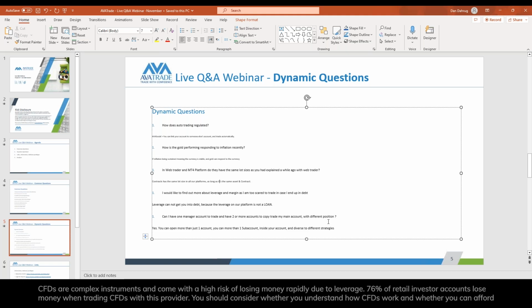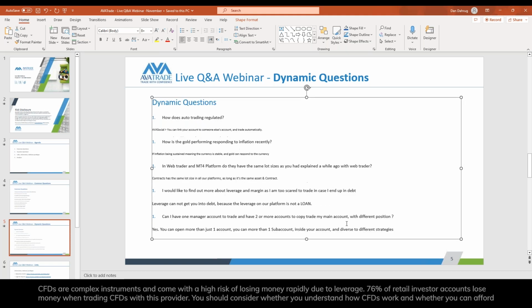strategies. And I can barely see what I'm writing. This is way too small. How can I make it a little lower? Oh, there we go. Nice.